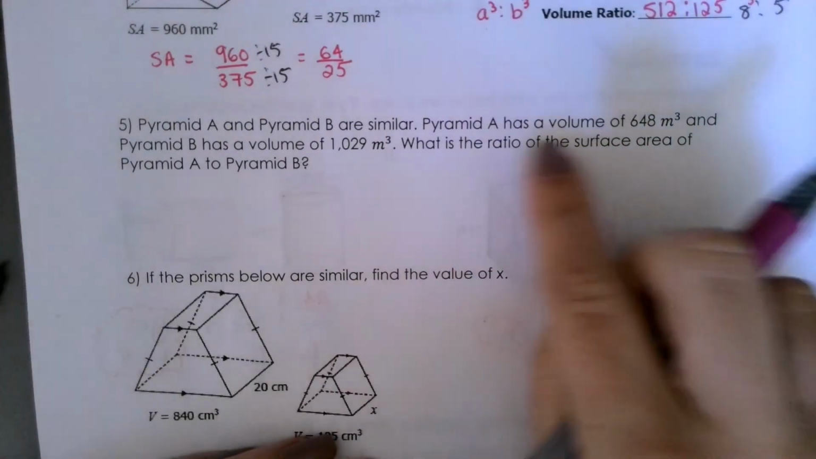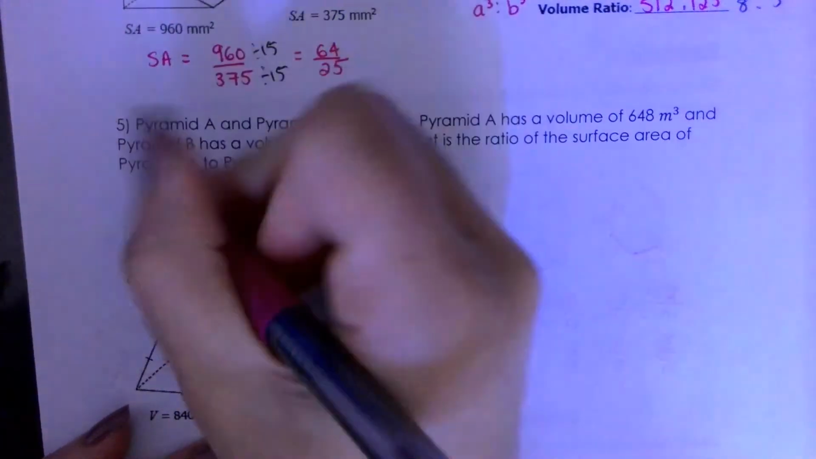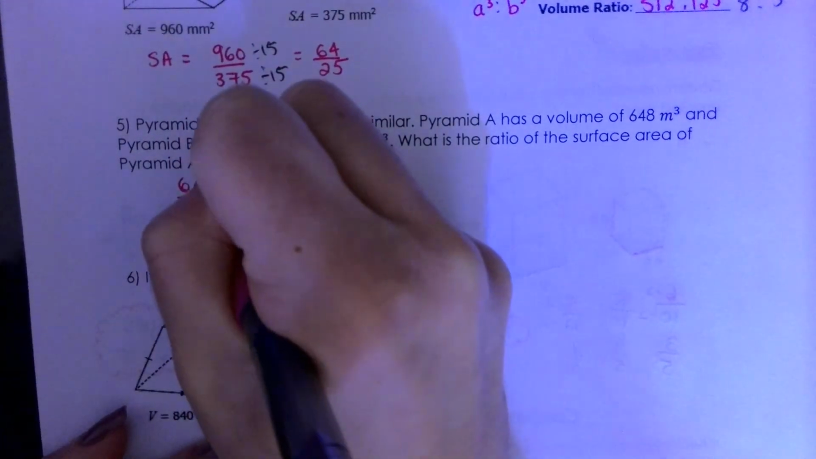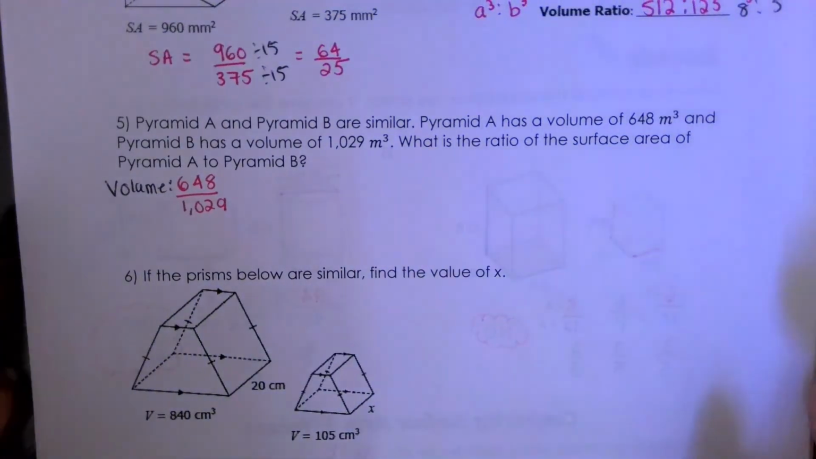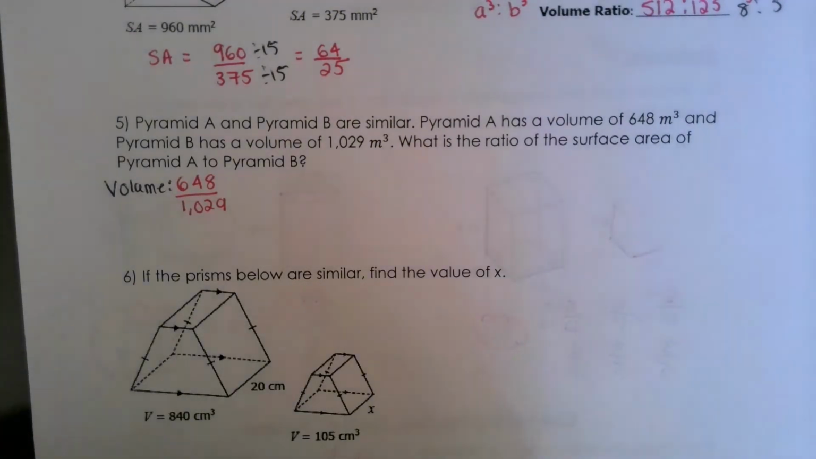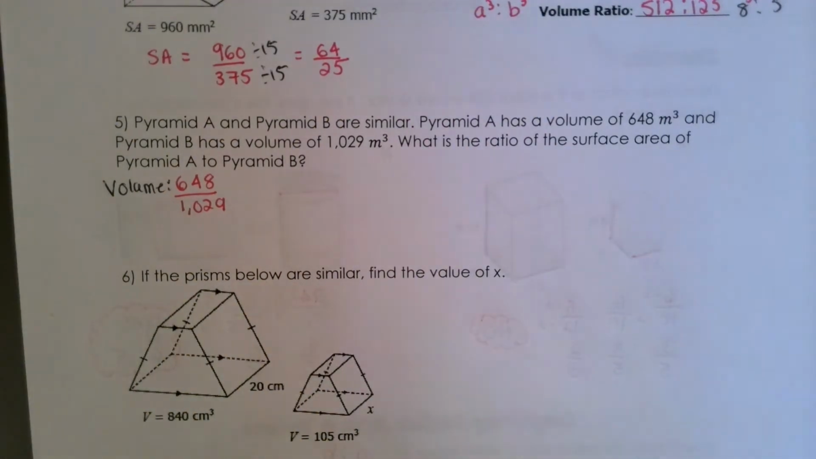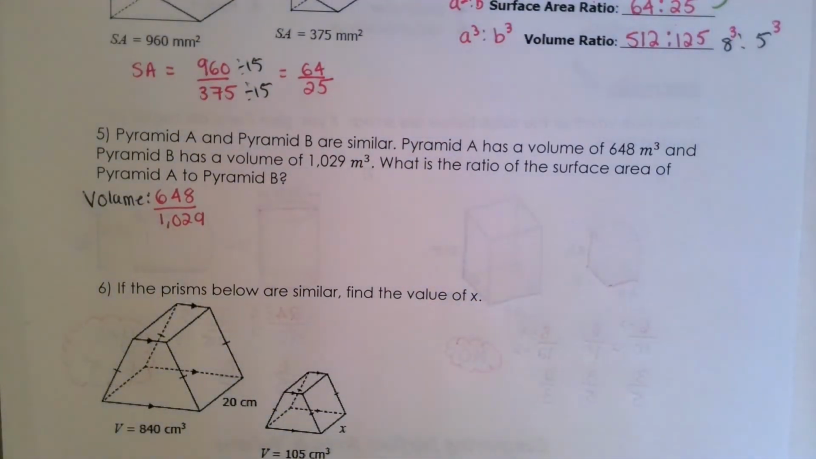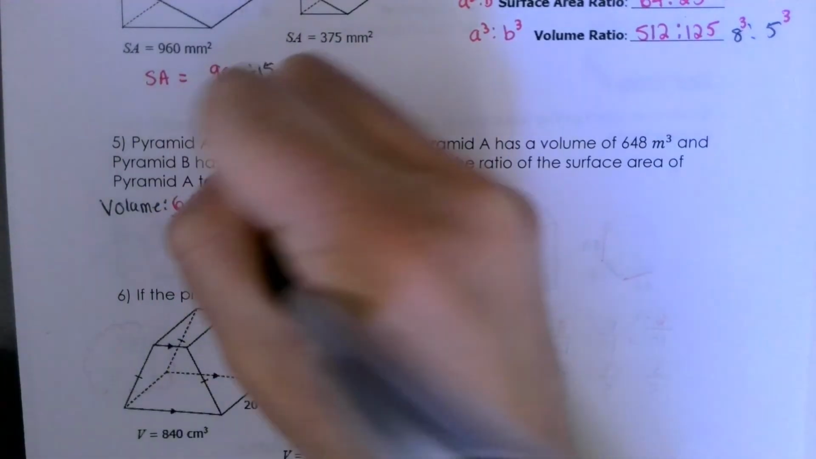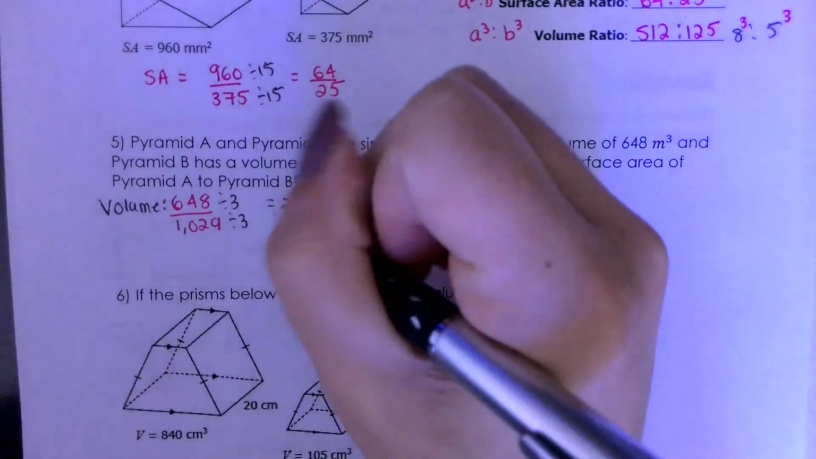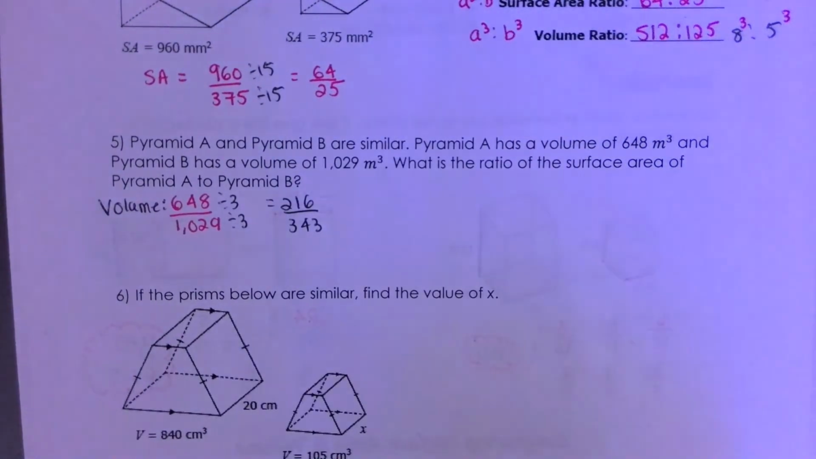Okay, so Pyramid A, the volume was 648. And Pyramid B was 1,029. So this was my volume. I have that as a fraction. I'm going to reduce it. That way I can find my ratio. So if we divide the numerator and the denominator by 3, that's how we're going to simplify it. That'll give me 216. And the denominator is going to be 343. And then I check, can I reduce further? And I'm like, nope, that's pretty much it.